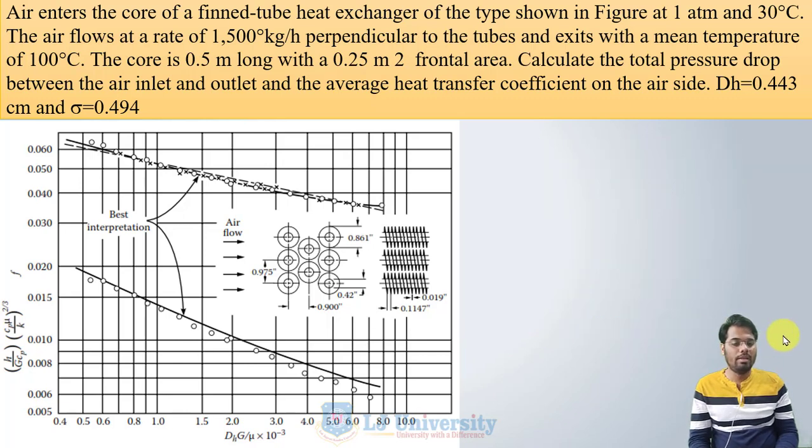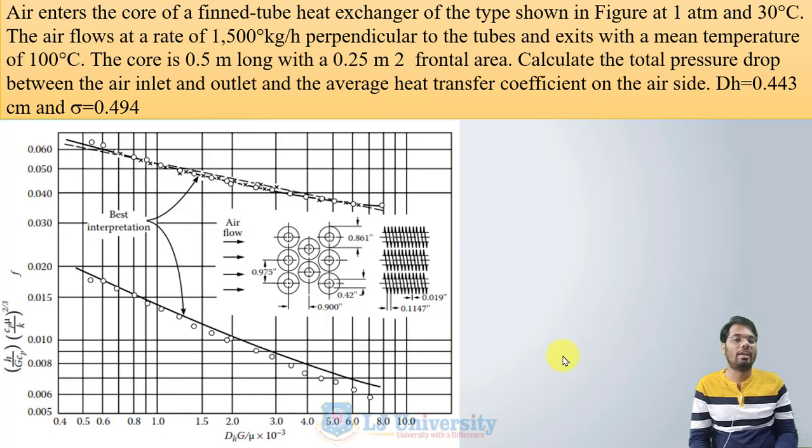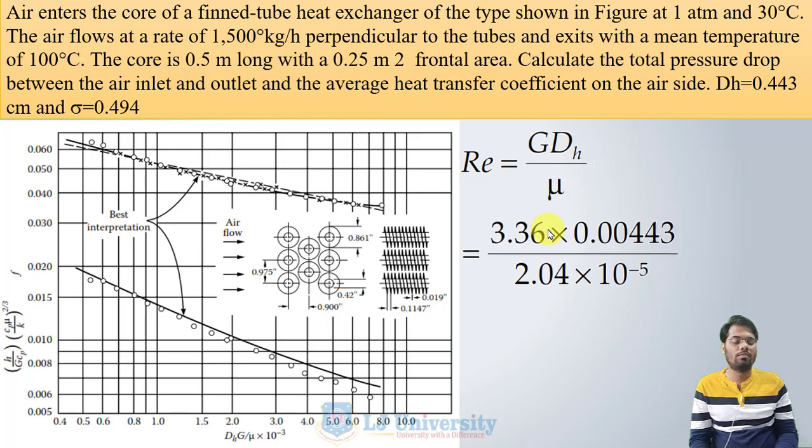Now from the value of A minimum, we can easily find out the value of G, which is mass flow rate divided by A minimum. We have mass flow rate 1500 kg per hour, so dividing by 3600 for converting into seconds, and by A minimum 0.124, we will get the value of G, which is 3.36. Now by using the value of G, we can find the Reynolds number, which is GD by mu. We have the hydraulic diameter 0.443, as well as the viscosity from the table, 2.04 into 10 to the minus 5. So our Reynolds number would be 729.